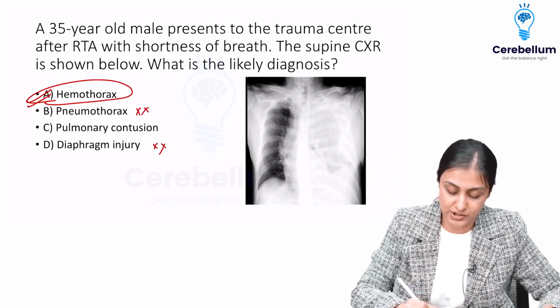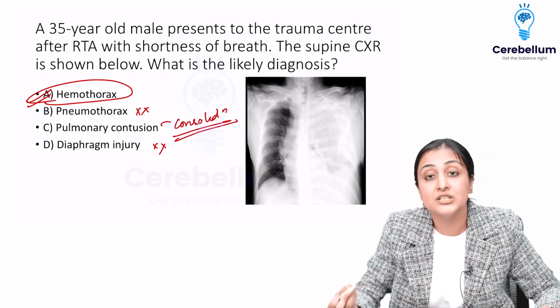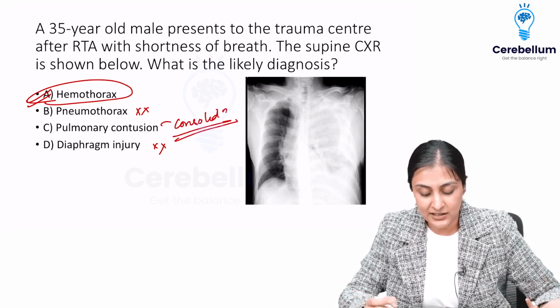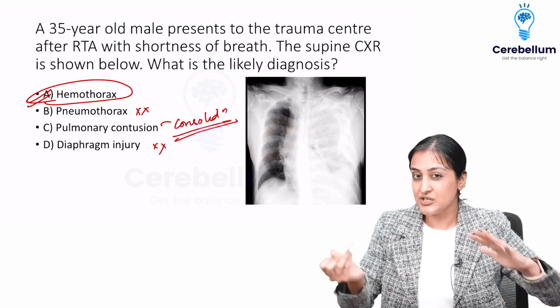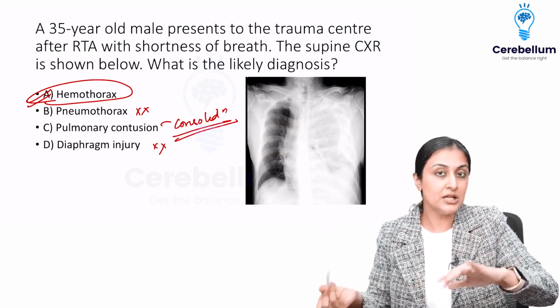What is a contusion? A contusion is like a consolidation. Okay, it's a parenchymal injury to the lung. That will have one, just like consolidation, it will affect one lobe. It won't be diffuse. It will not have mediastinal shift.